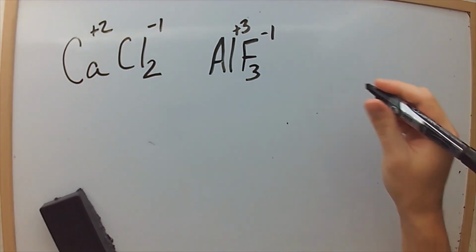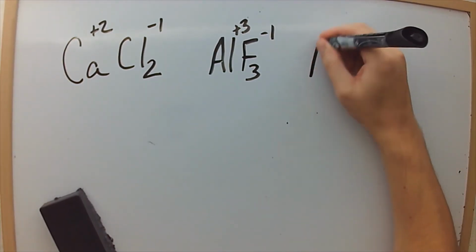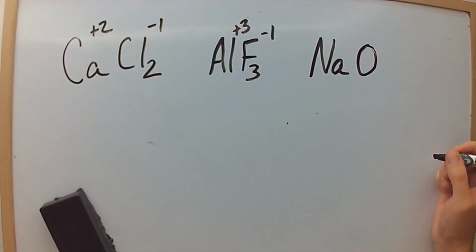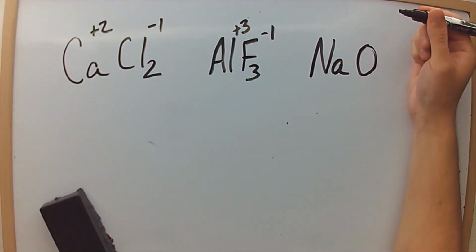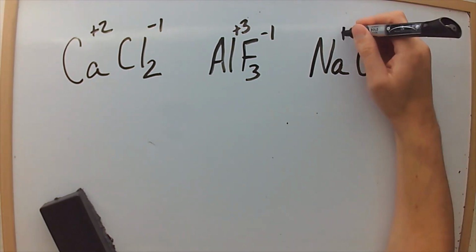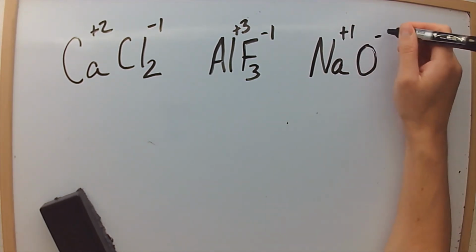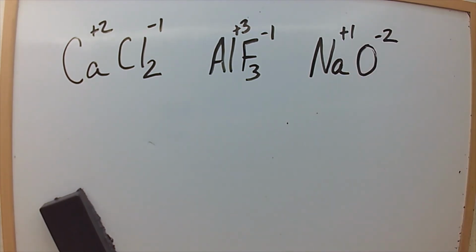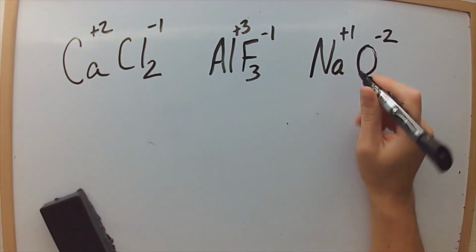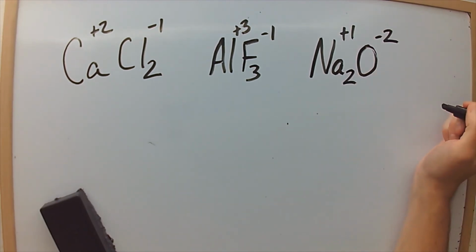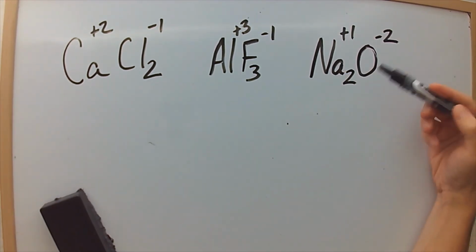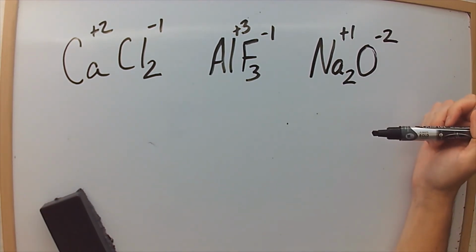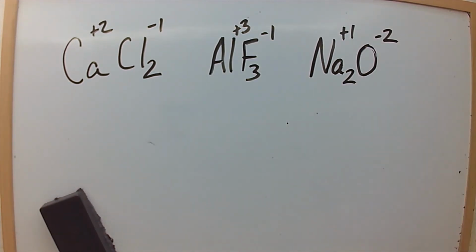All right, what if I have sodium and oxide? Again, find it on the periodic table. Sodium is a +1. Oxygen is a -2. They're not going to cancel that way. But if we have 2 sodium, the 2 +1s will cancel that -2. Right? So this is all we're doing.